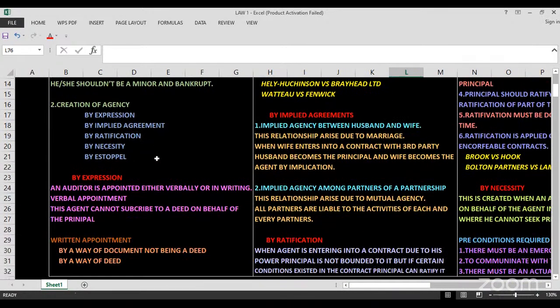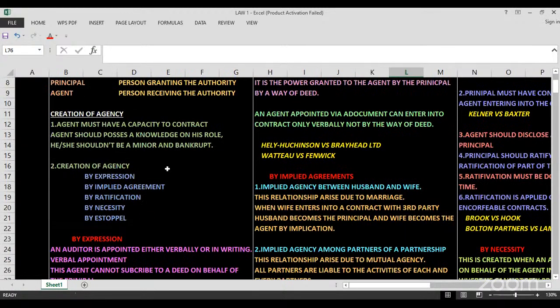Let's see. The first one is that the agent must have a capacity to contract. The agent should possess knowledge of his role. He or she shouldn't be a minor or a bankrupt. We can't appoint everyone as an agent. He must have some capabilities. If you're going to appoint an agent, you should consider certain things.